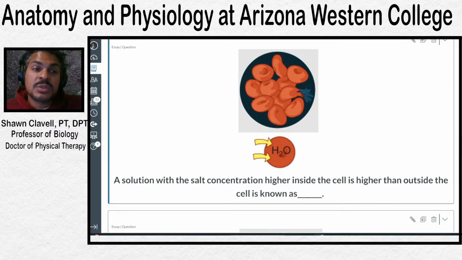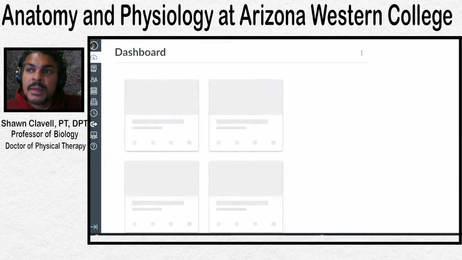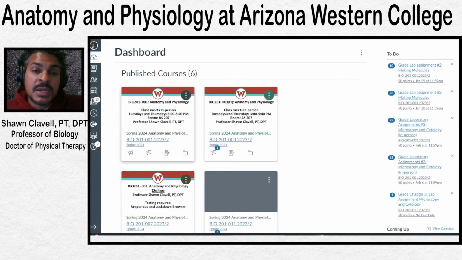Why? Because the solution is either, in this case, too low in the outside of the cell. There's more concentration inside, and so that causes water to rush in. What type of solution is that called? And so this hypertonic, hypotonic, and isotonic is going to be a big one as it relates to the cell biology, right? The permeability of cells, like how does osmosis occur?